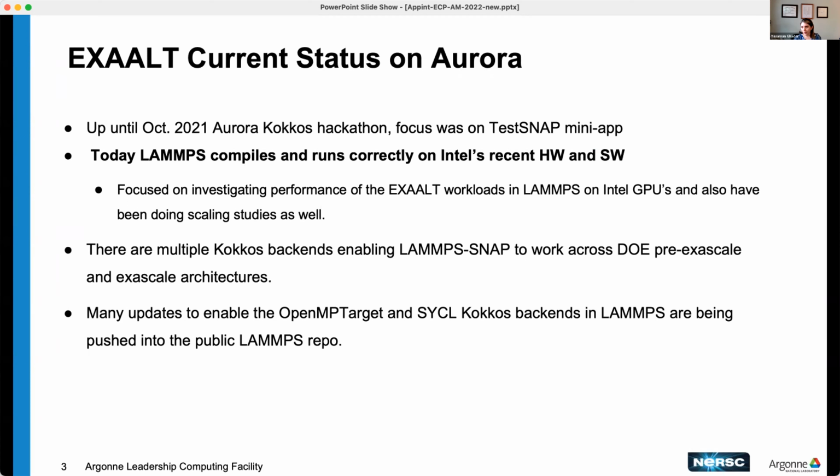There are multiple Kokkos backends for LAMMPS SNAP, and they are being pushed and developed constantly today. I am not showing any results on the current hardware, but it does run and compile correctly. The other thing is there are two main backends that we are currently focusing on. One is OpenMP Target, and the other one is SYCL. SYCL runs correctly and compiles correctly. The OpenMP backend does have some issues that we are working to resolve. And again, all the updates are being directly pushed to the public LAMMPS repo.